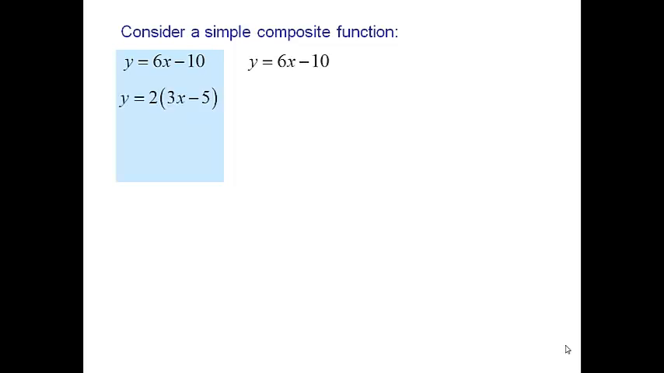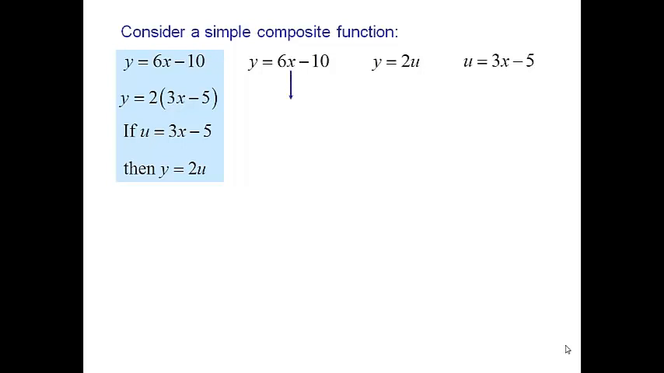So, we're going to start off easy. Consider a simple composite function. We have a composite function, y equals 6x minus 10. That's pretty simple. We can separate this algebraically and rewrite it and factor out a 2 into y equals 2 times (3x minus 5). So what we have there is we have now turned the simple function into two separate functions. If we let u equal 3x minus 5, we can rewrite the original y value into y equals 2u. So now we have our original function, y equals 6x minus 10, and we have our new function where we defined u to be 3x minus 5, so our new function is y equals 2u.